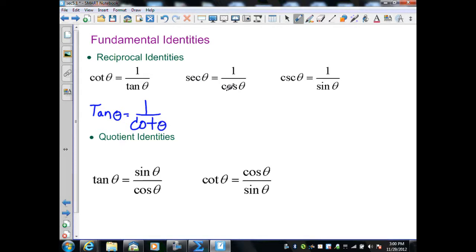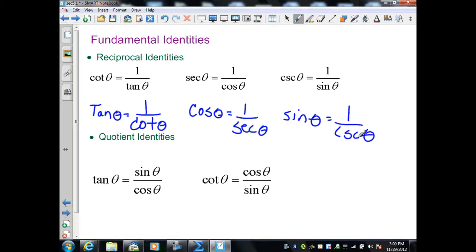Secant of theta equals 1 over cosine theta. Therefore, cosine theta would equal 1 over secant of theta. And cosecant of theta equals 1 over sine theta. That would tell me that sine theta equals 1 over cosecant theta.